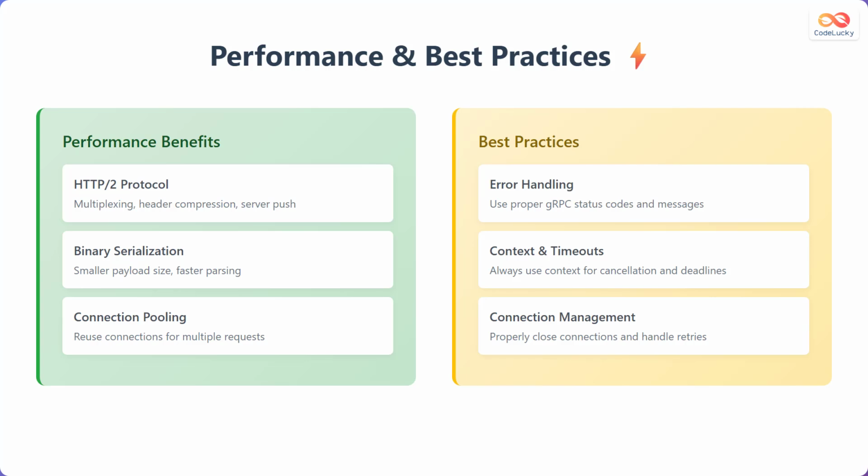For best practices, always implement proper error handling using gRPC status codes and descriptive error messages. Use context throughout your application for cancellation and timeouts, ensuring your services can handle network issues gracefully. Properly manage connections by closing them when done and implementing retry logic for transient failures. These practices ensure your gRPC services are robust, efficient, and production-ready.